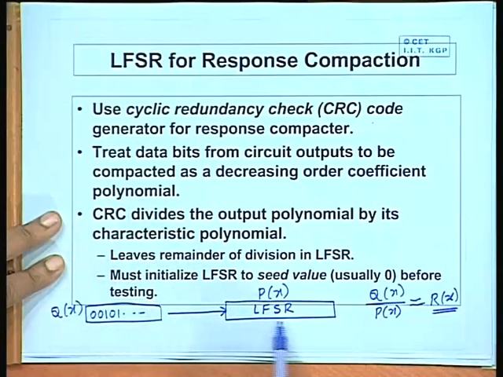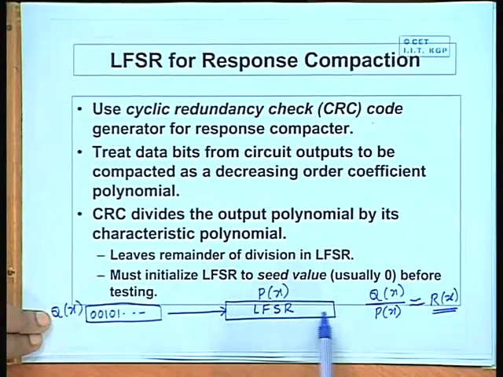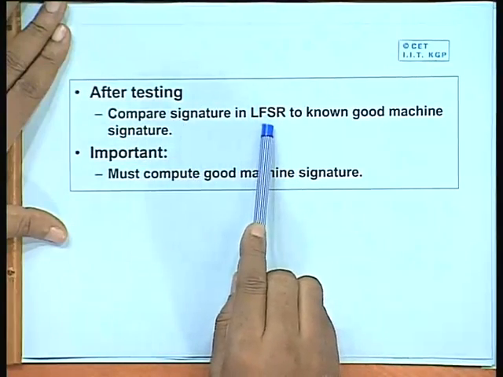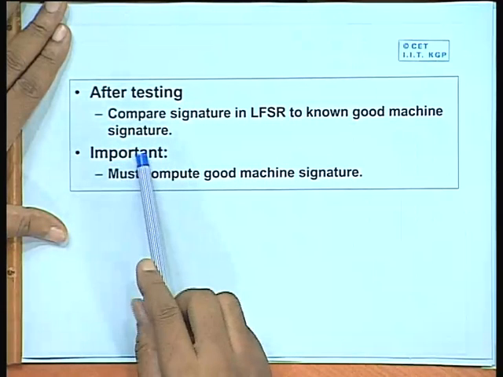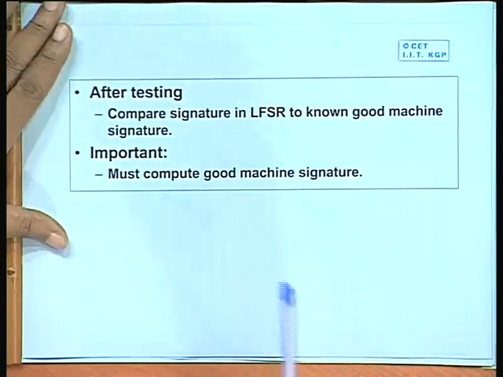After all the patterns have been applied, the way the LFSR response compactor is designed, whatever data remains at the end is the remainder R(x). But in order to do this, initially the LFSR must be initialized to all 0. Here there is no harm in putting all 0, because some data is also coming from outside, so there is no fear that the LFSR will get stuck in the all 0 pattern like it was for the pattern generation case. After the testing is complete, you compare the signature in the LFSR to the known good machine signature. Of course, you must compute the good machine signature through simulation beforehand and store it in a ROM. This is the scheme.